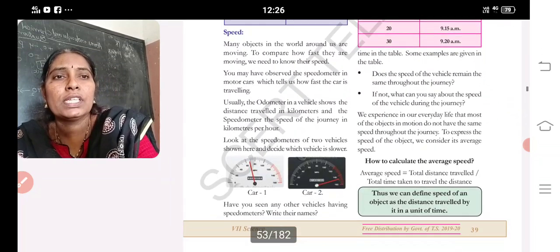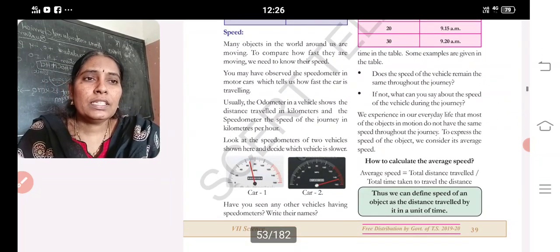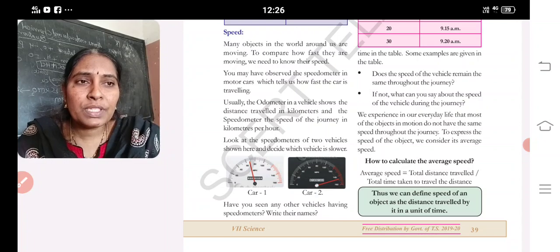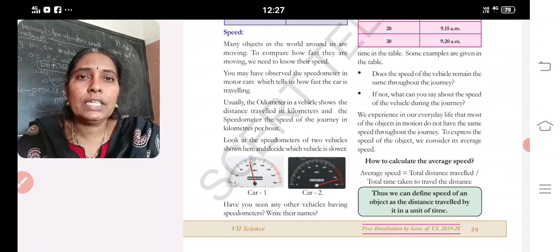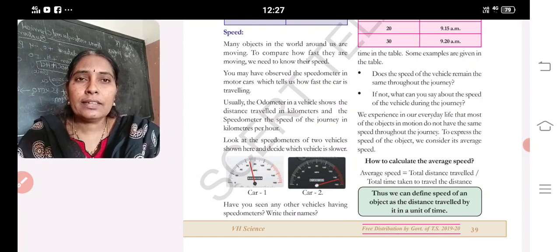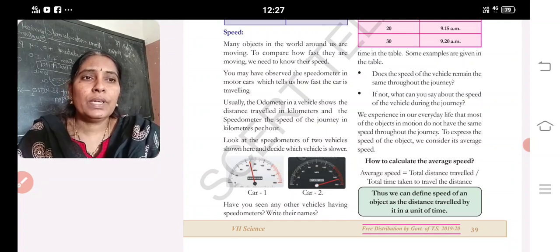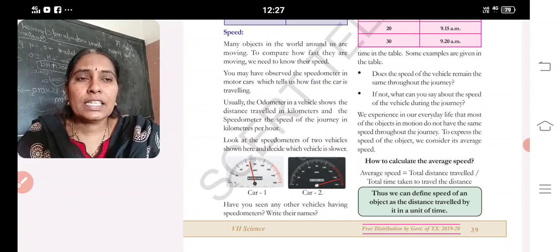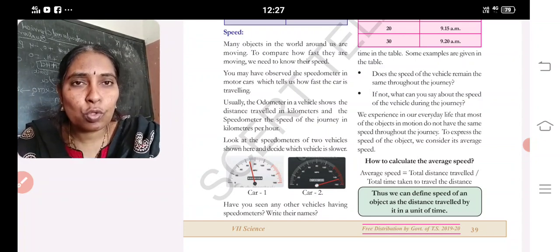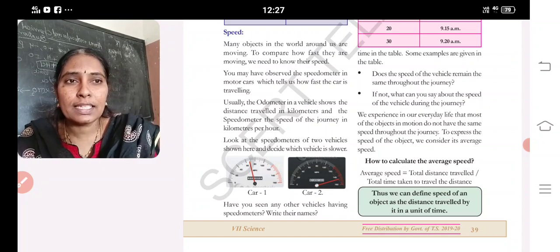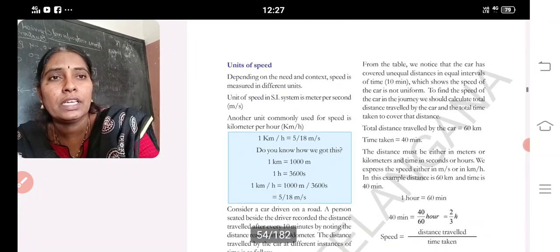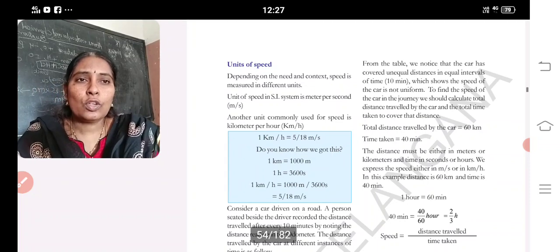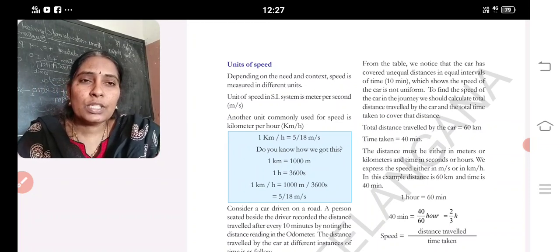Now speed. What is meant by speed? We can define the speed of an object as distance travelled per unit time. Distance by time is said to be speed, and average speed is total distance by total time taken. Total time we should not say, we have to call it the time taken. Units of speed are kilometers per hour or meters per second.